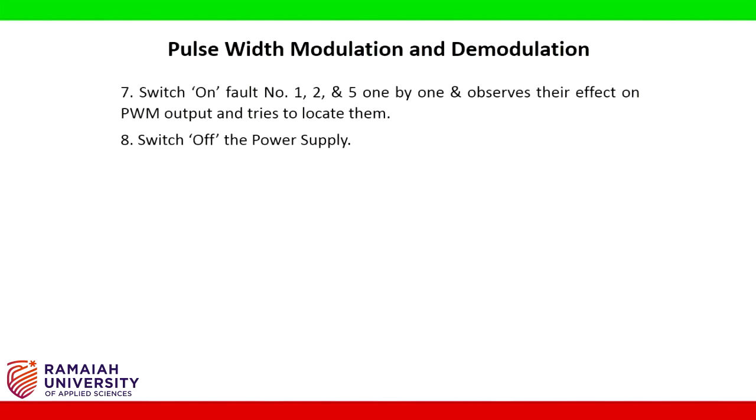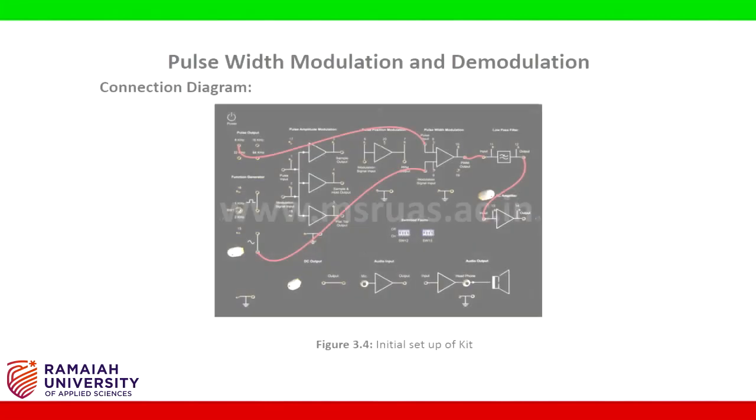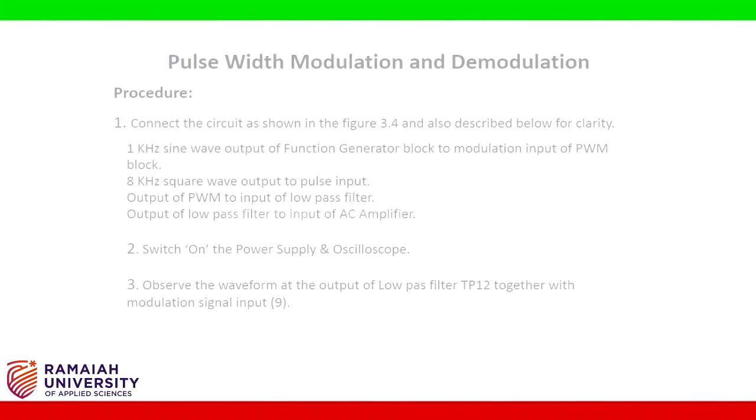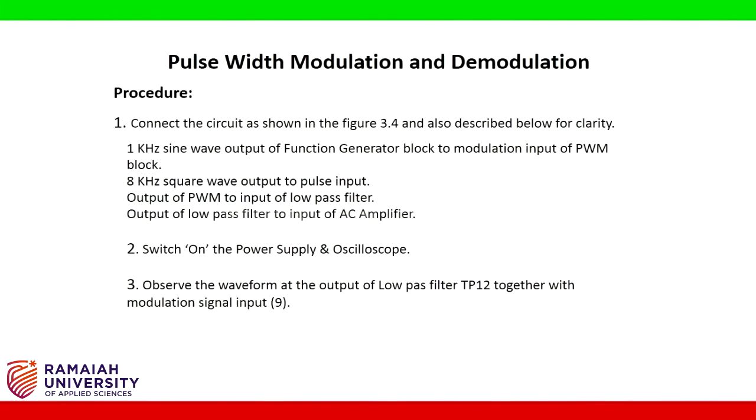Switch on fault number 1, 2 and 5 one by one and observe their effects on PWM output and try to locate them. Switch off the power supply. The connection diagram is as shown. Connect the circuit as shown in figure 3.4 and also described below for clarity.